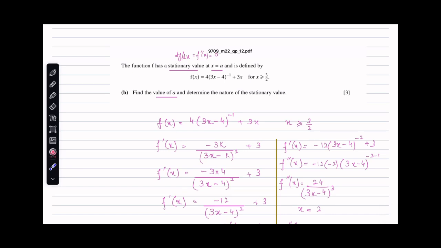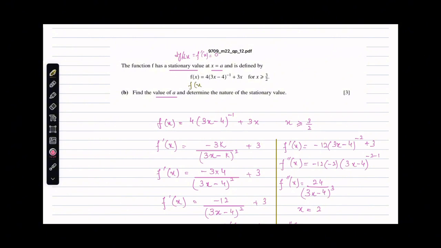The function f has a stationary value at x is equal to a. So it's the function with the stationary value, meaning the first derivative, f prime x, should be equal to 0 when x is a. And this is defined for f of x which equals 4 times (3x minus 4) to the power minus 1 plus 3x. This is also defined for x to be greater or equal to 3 by 2. So find the value of a and determine the nature of the stationary point or the stationary value.